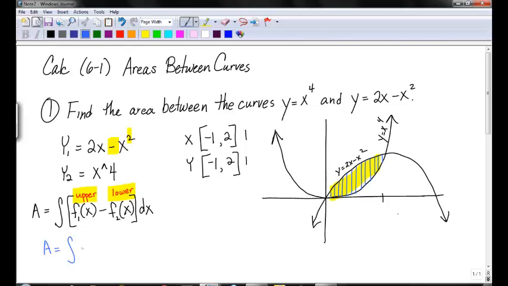So if we do the upper curve, 2x minus x squared, minus the lower curve, x to the fourth, and then with respect to x. Now, the a and the b, if you integrate and do vertical slices with respect to x, you're going to use the x value of the ordered pair where it intersects.